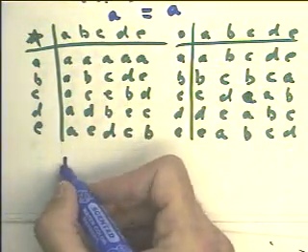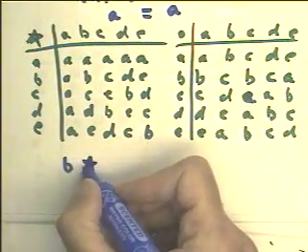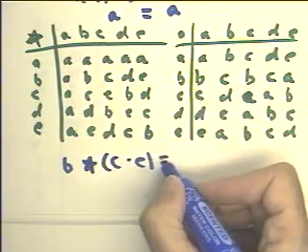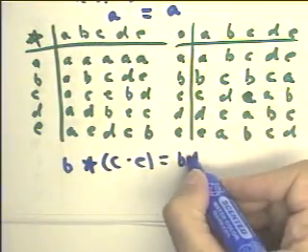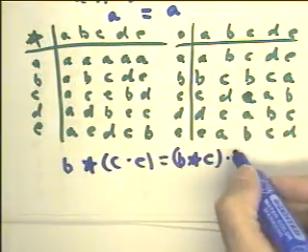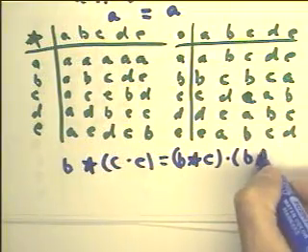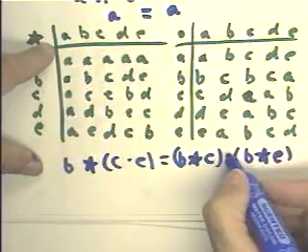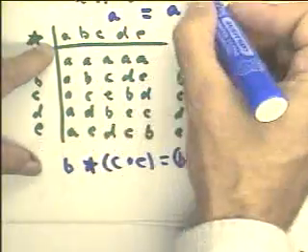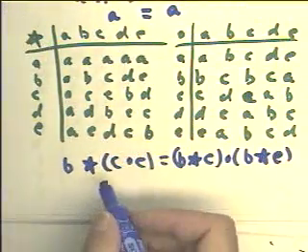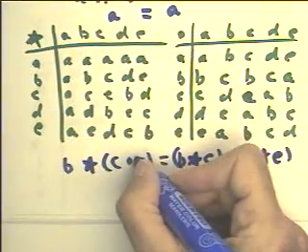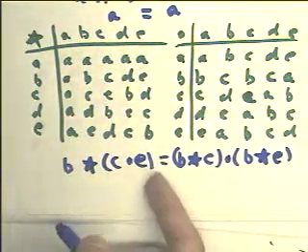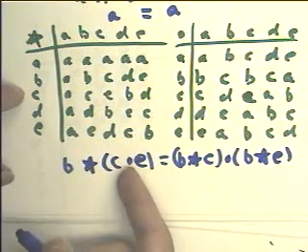Let's try B star (C dot E) and see if that's equal to (B star C) dot (B star E). Make those dots look a little bigger. Okay, let's see. That E doesn't look much like an E. Let's make sure we've got that right. Okay, so C dot E.